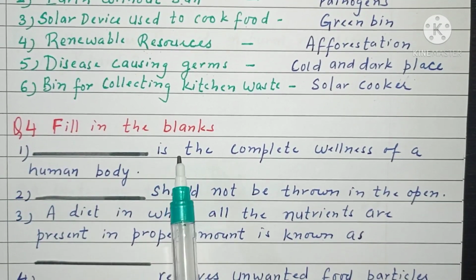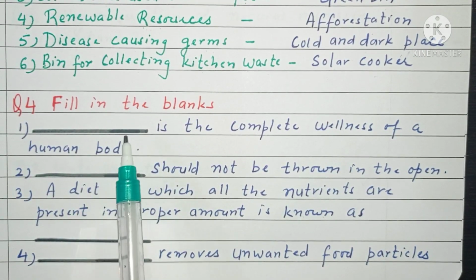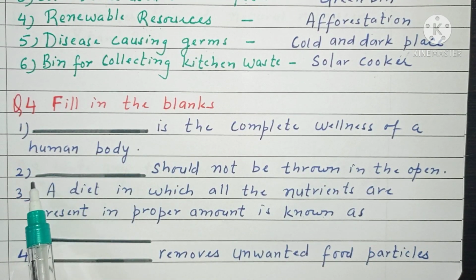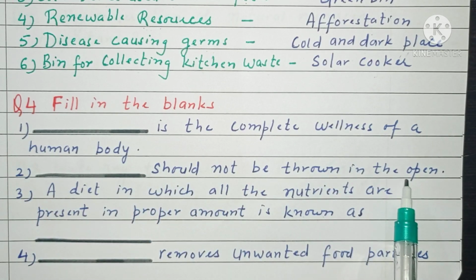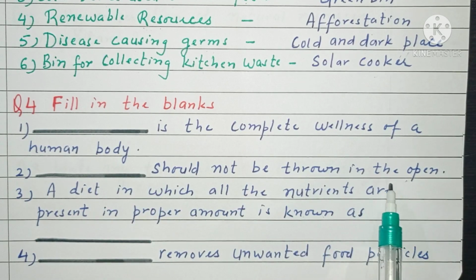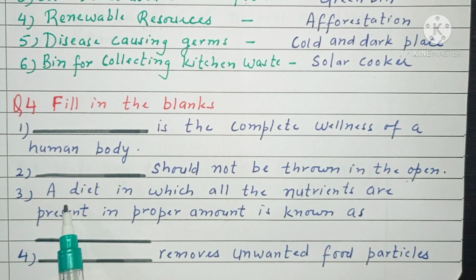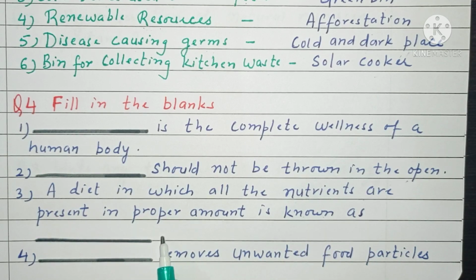Number 1, the complete wellness of a human body, it is health. Number 2, what should not be thrown in the open? It is garbage. It should not be thrown in the open. And then a diet in which all the nutrients are present in proper amount is known as a balanced diet.